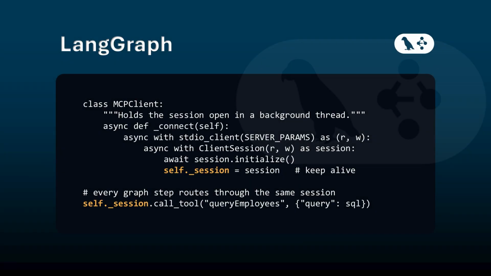LangGraph. Here the connection lives a little longer. The client holds the session open in the background and keeps it ready, so the agent can reach the server on every step of the graph. When the agent calls query employees, that call is routed through the same session to the same server. The graph does the thinking, and the session does the reaching.